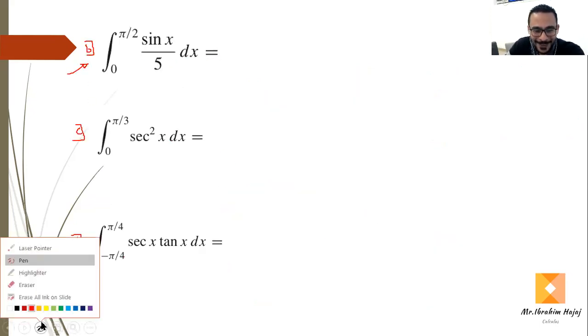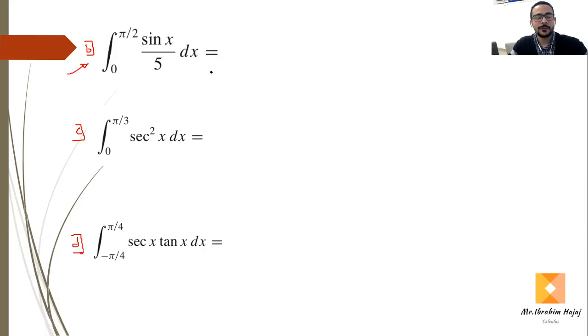Letter B, from 0 to pi over 2 of sin x over 5. Yes, Omar Abu Zahra, can you help me here in this question? 1 over 5. This 5 is a constant. We can write it outside, but don't write it outside as 5. Write it as 1 over 5 and 0 to pi over 2.